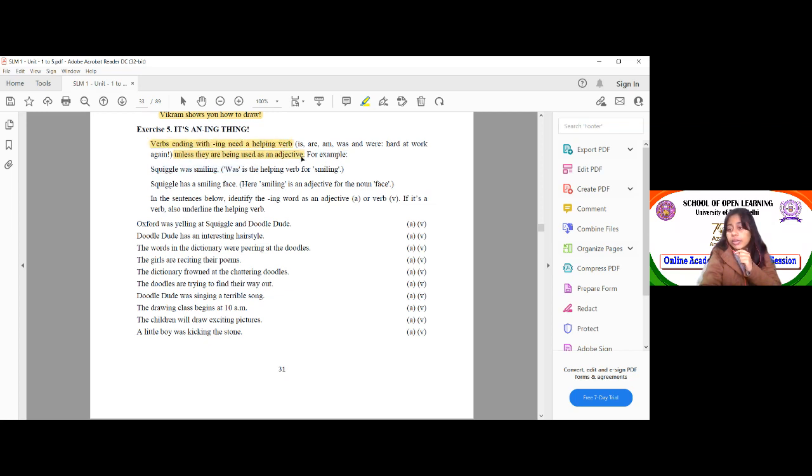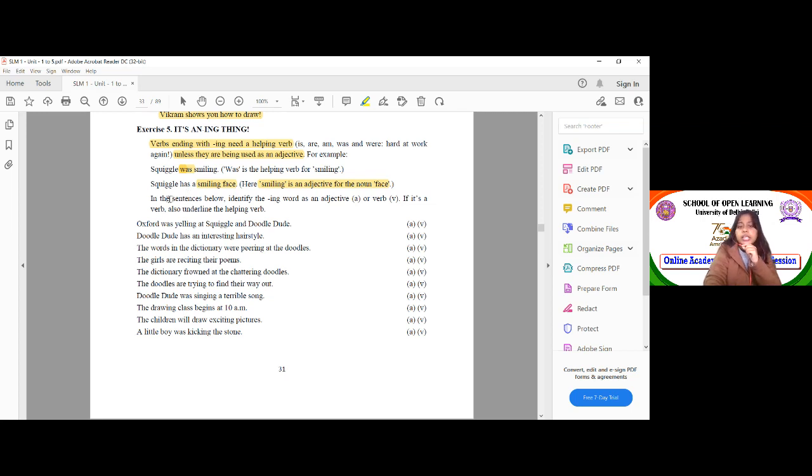What is an adjective? An adjective describes the noun. So for example, Squiggle was smiling. So was is the helping verb. We know what a helping verb is. Squiggle has a smiling face. Now, here you see smiling is an adjective for the noun face. So here you're not using a helping verb, but you're using an adjective to describe the face. The face is the noun and you're using the adjective smiling. So these are the two ways in which you can use it.